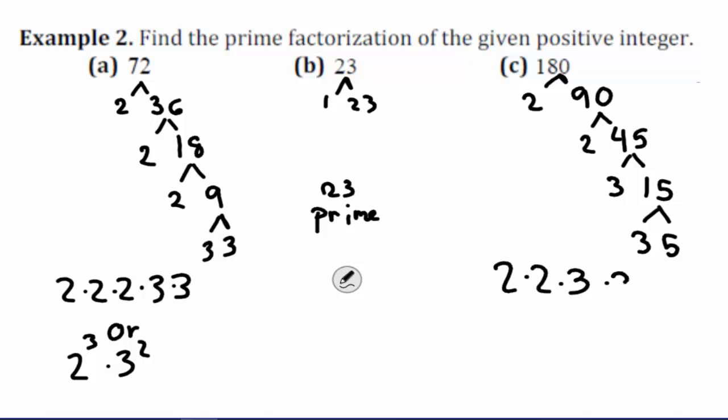And a quick reminder on how to tell something's divisible by 3: you add up its digits. Like 45, 4 plus 5 is 9. 9 is divisible by 3, which means 45 is divisible by 3. It's kind of a quick way to check that.